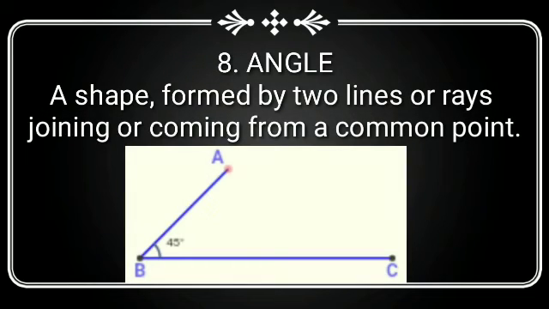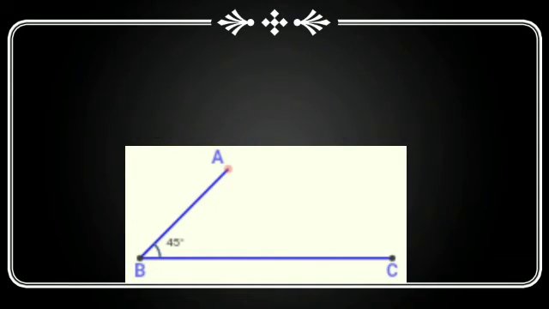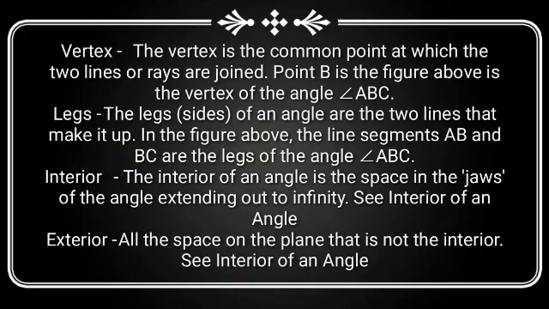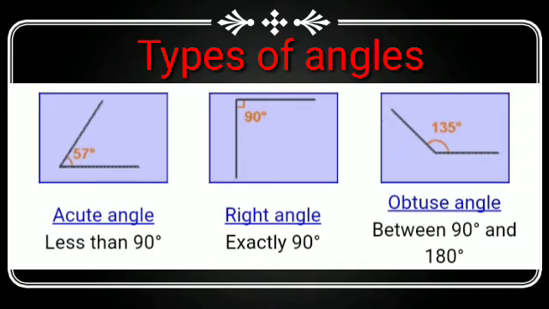Now I am going to the topic angle. A shape formed by two lines or rays joining or coming from a common point is known as an angle. Here ABC is an angle, point B is known as the vertex, AB and BC are the legs, I mean sides, and the inside area is known as interior and the outside area of the angle is known as the exterior space.